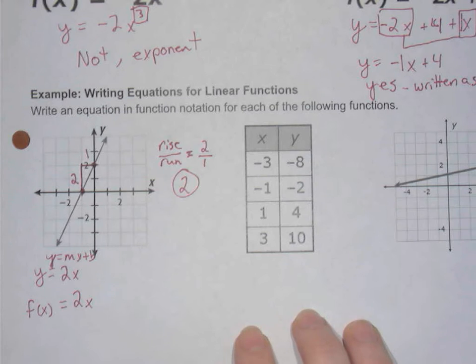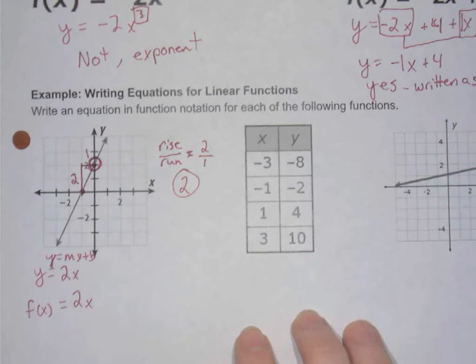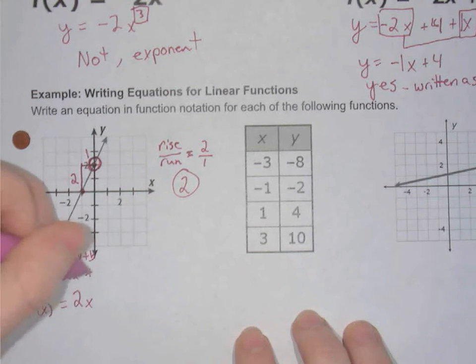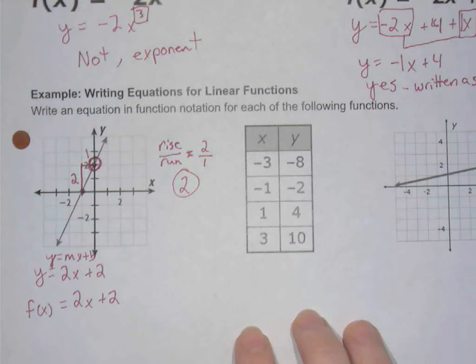Then we just need to talk about the y-intercept. And once again, the y-intercept is just the spot where your graph crosses the y-axis. So right there is our y-intercept. Our y-intercept happens to be at a positive 2. So we're going to write plus 2 as our y-intercept. So our function is y equals 2x plus 2. Or because they wanted it in function notation, it's f of x equals 2x plus 2.